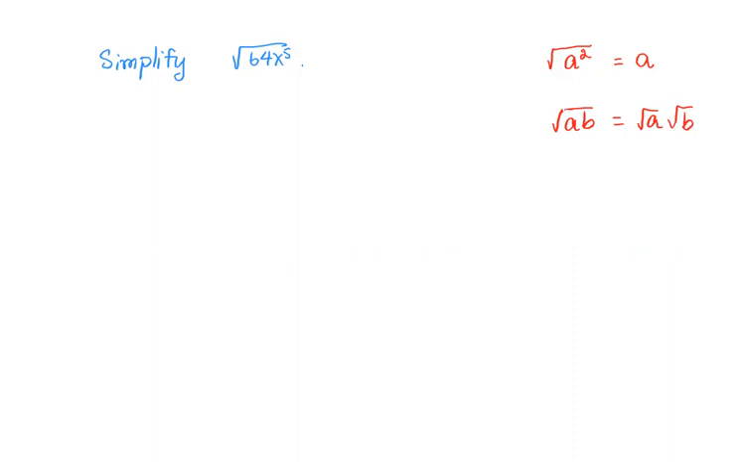Let's get started. For the value 64, it is 8 to the second power, or 8 squared. And for the quantity x to the fifth, if you recall, x to the fifth means x multiplied by itself 5 times, or there are 5 factors of x. We can rewrite it as every 2 factors of x as x squared. Then we have x squared times x squared times x to represent x to the fifth.